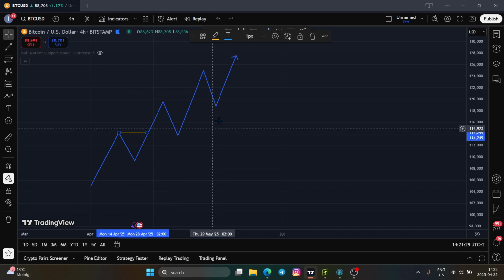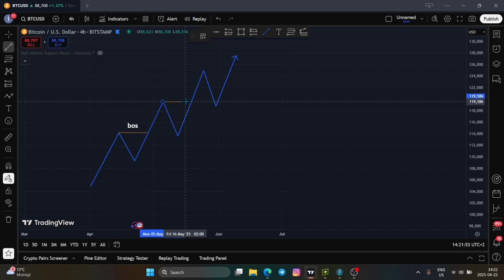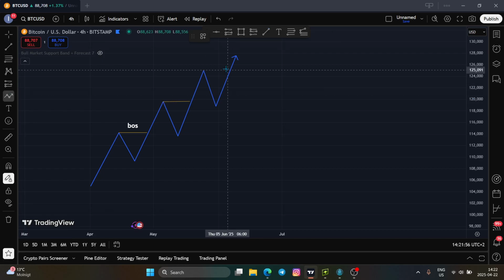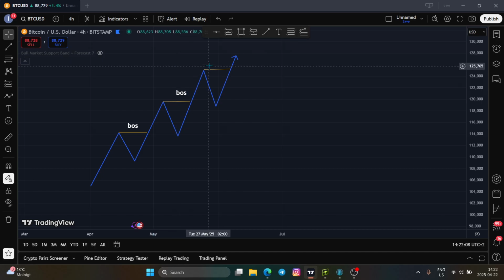This is called a break of structure, BOS. So when you're in an uptrend or a downtrend, once it's broken the high, that means it's breaking the structure. And then you need to keep identifying. As long as we're going up, you keep identifying where the break of structure happens. So this is a break of structure, because the trend is continuing, and then this is the break of structure. Break of structure here, another break of structure here.